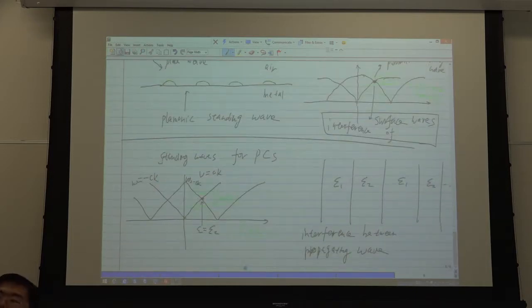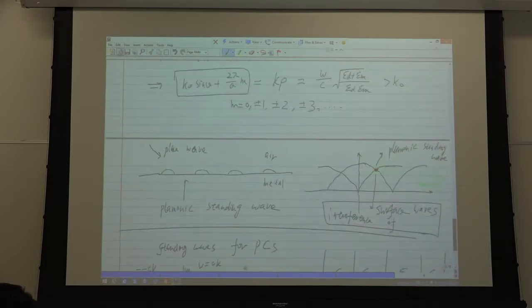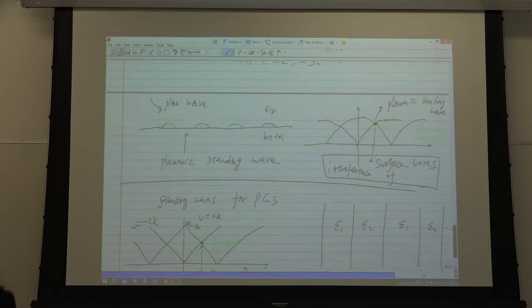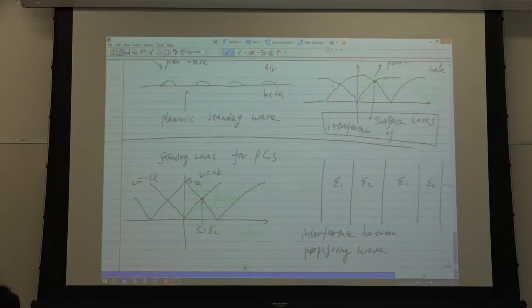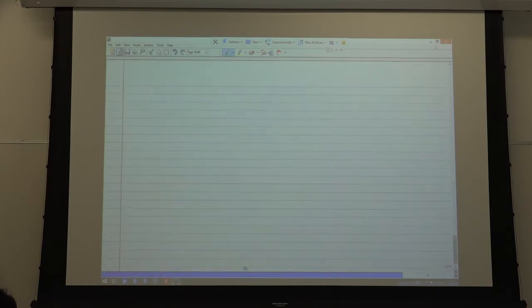So what's the physical origin of the photonic crystal band gap? It's constructive and destructive interference of propagating modes, propagating waves. So here, what's the physical origin of the plasmonic band gap? Just constructive and destructive interference of surface waves. This is a surface plasmon wave interference. They open up a band gap. So this is the physical origin of a plasmonic band gap.